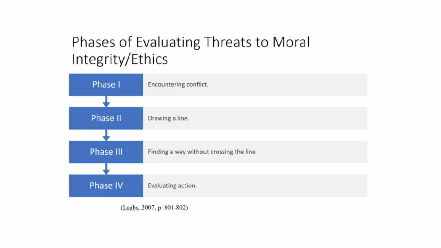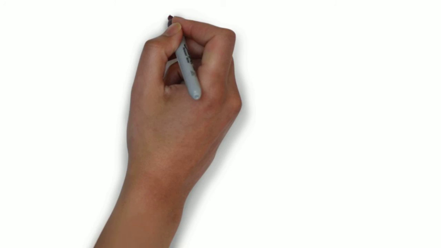Finally, we need to be reflective. We need to evaluate the actions. How did it turn out? Did the NP compromise or not? What could be done differently next time if presented with a similar challenge?